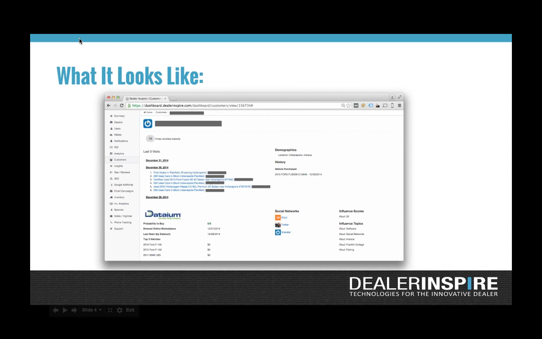What are they looking at when they're on my website? Are they gravitating to one specific vehicle? Are they more interested in financing? And this is going to kind of build that picture of who this person is before you ever even do your initial callback.